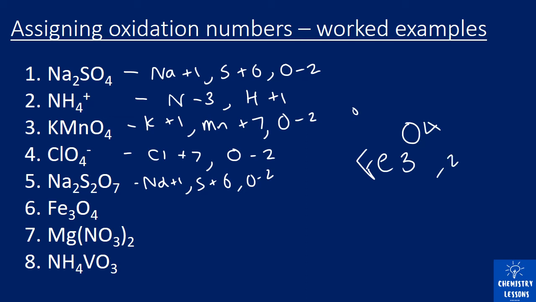Fe3O4, well, -2, -2, -2, -2. So oxygen's -2. And the sum has to be 0. So this adds up to 2, 4, 6, 8.